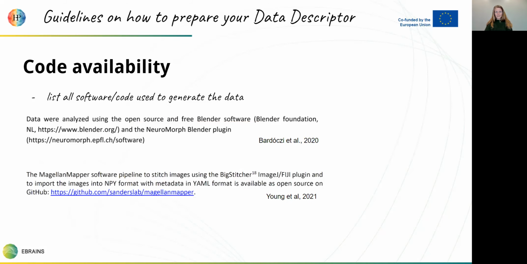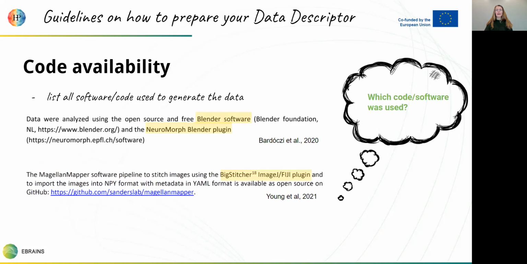In the code availability section, we ask you to list the software and analysis packages that were used to generate or process the shared data. And this is particularly important to include when you're sharing both raw and processed data. If you used external sources such as GitHub, it would be great to share any links or references to where these can be found and whether they're openly available or not.